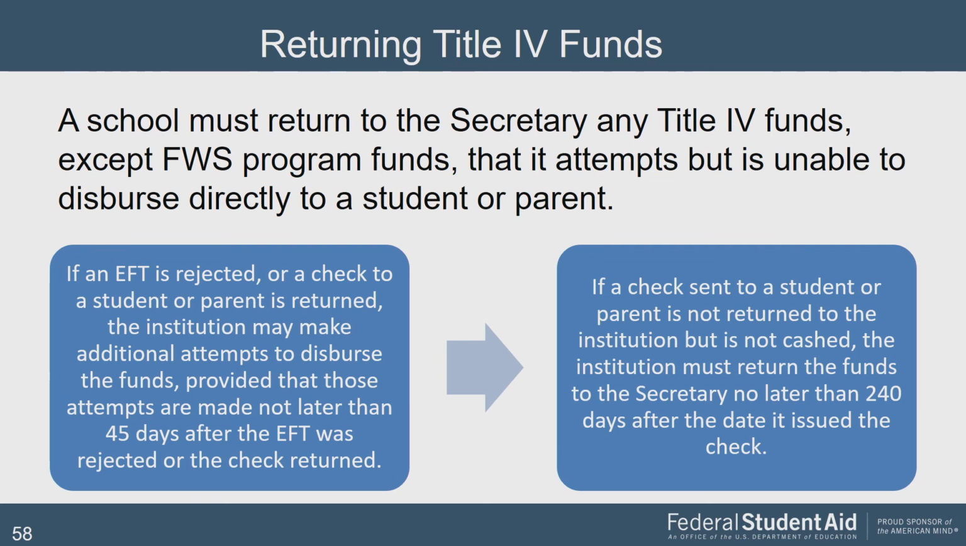Now, if an EFT is rejected, if that student or that parent did not accept that check, it went to a bad mailing address and it comes back to you, you've made additional attempts to disburse those funds to the student and you've proved it in the student's file, you have to make sure that return of Title IV is made not later than 45 days after the money was rejected, after it came back to your school. You have 45 days from that point to return that money to the department.